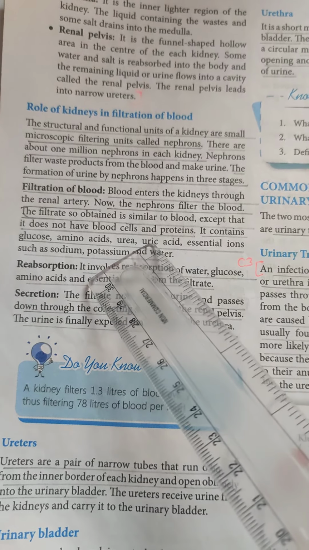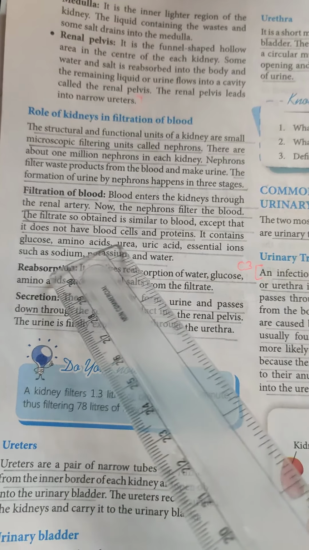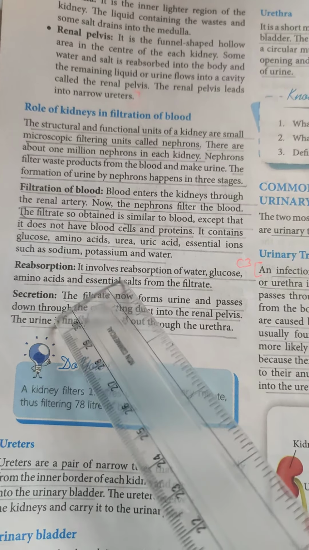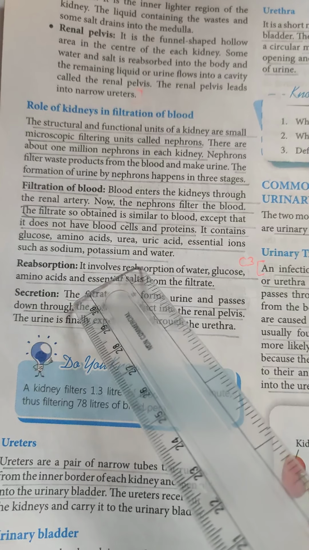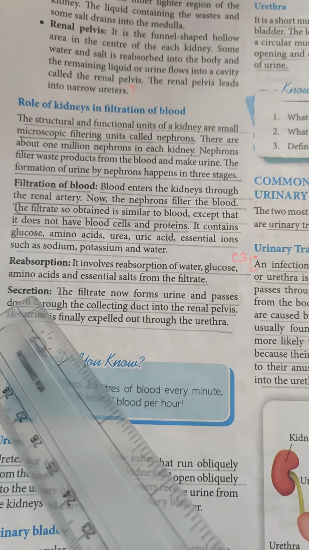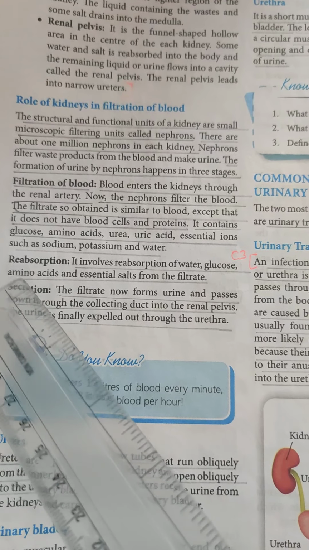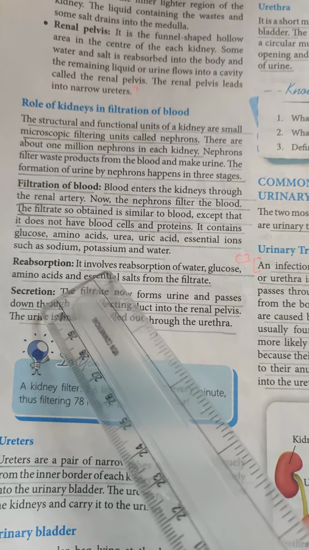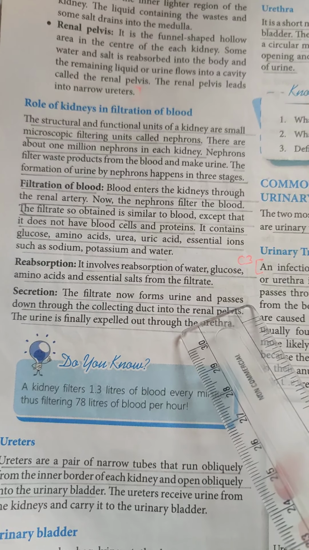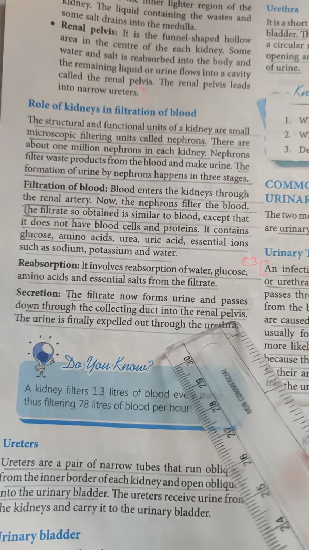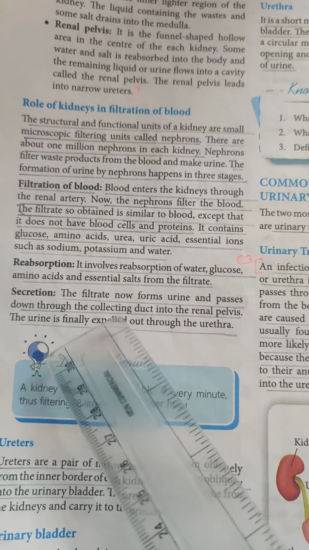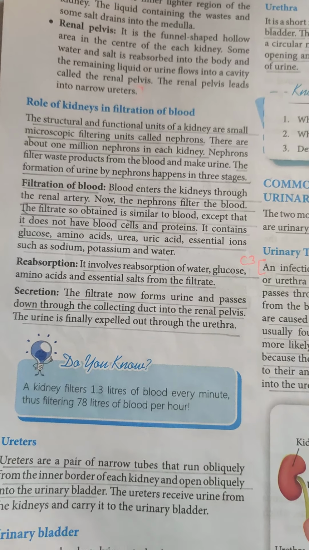The second stage is reabsorption. Reabsorption means the important minerals or substances that have come into the filtrate go back to the body and are reabsorbed by the body, like water, glucose, amino acids, and essential salts. The third stage is secretion. The filtrate which is left after this reabsorption is known as urine. It passes down into the renal pelvis. From here it goes into the ureters, and finally it is expelled out through the urethra.